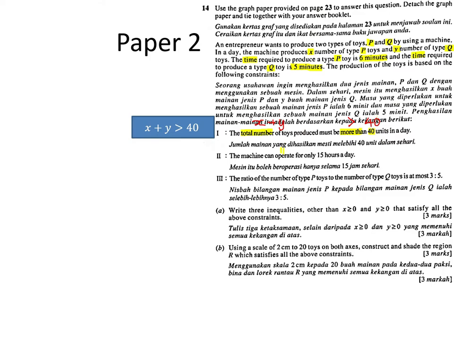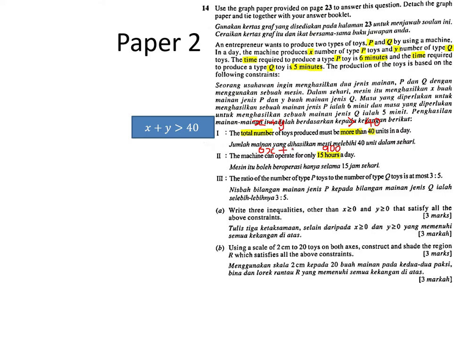The machine can operate for only 15 hours a day. 6 minutes for toy P, 5 minutes for toy Q. Any suggestion? The hours can be changed to minutes, or we change the minutes to hours. It's up to you. Okay, if we change the hours to minutes, 15 hours times 60 becomes 900 minutes.